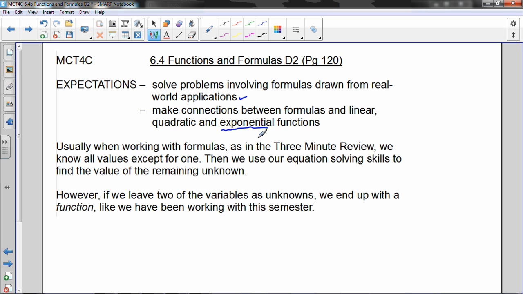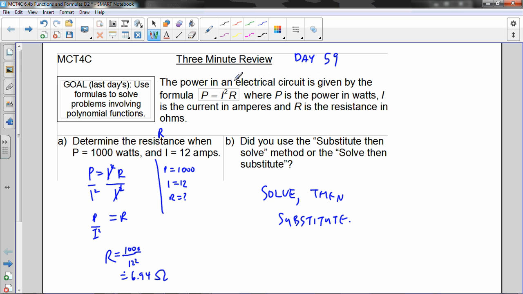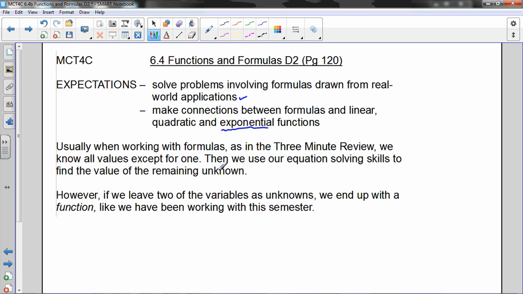It says usually when working with formulas, as in the 3-minute review, we know all of the values except for one, and we use our equation solving skills to find the value of the remaining unknown. So that's what happened here, right? In this formula, we were given all the information except for one thing. So when we substituted in, there was only one thing left to find, and then we solved it. It was like an equation, right? I solved it and found the right answer. Notice, in contrast to that, if we leave 2 of the variables as unknowns, we end up with a function, an independent variable and a dependent variable. And that's what we've been dealing with all this semester.